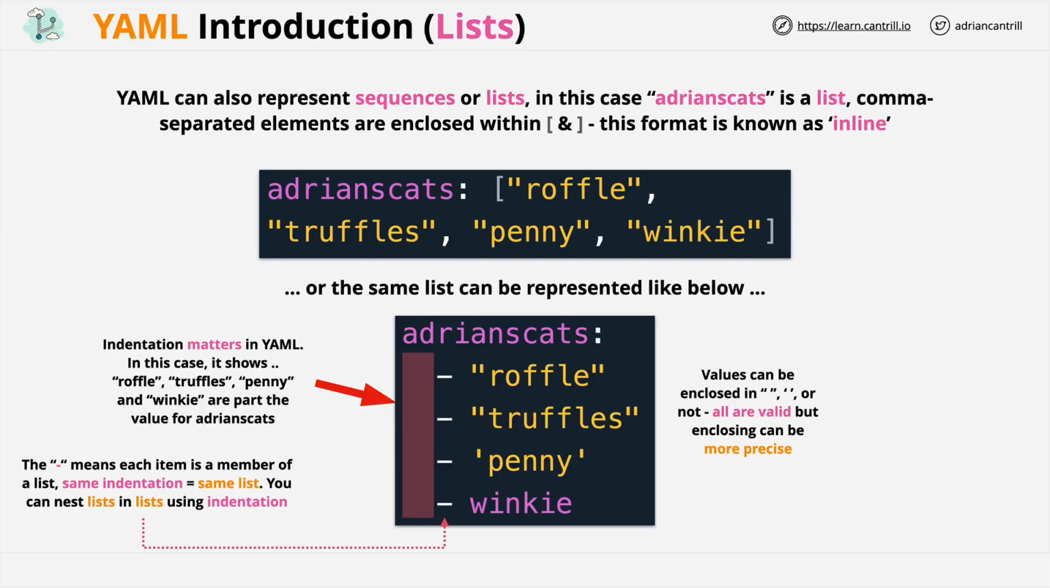Now, these two styles are two methods for expressing the same thing. A key called Adrian's cats, whose value is a list. This is the same structure. It represents the same data.